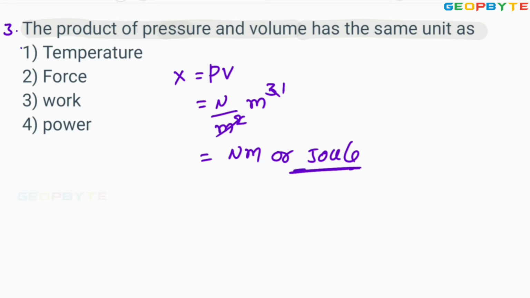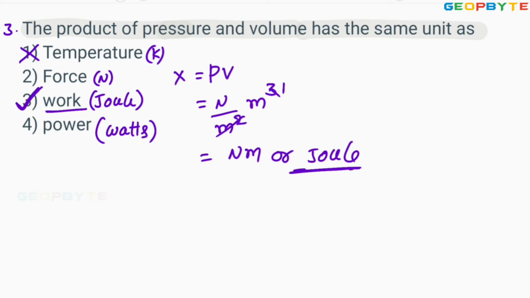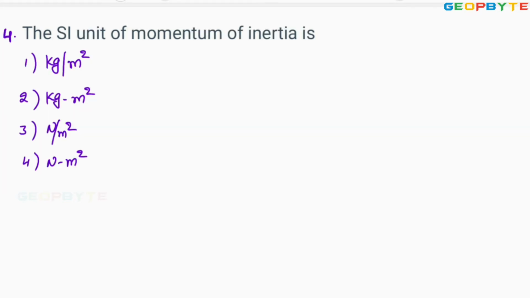Now come to the temperature. Temperature is in Kelvin. The force is in newtons. Work is in joules. Work unit is joule. Power unit is watts, joule per second. Therefore, the product of pressure and volume is the unit same as that of the work. Therefore, option 3 is absolutely correct. I hope all of you understood. Let us move to the next problem.